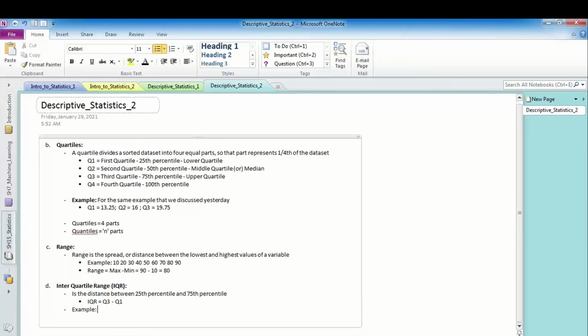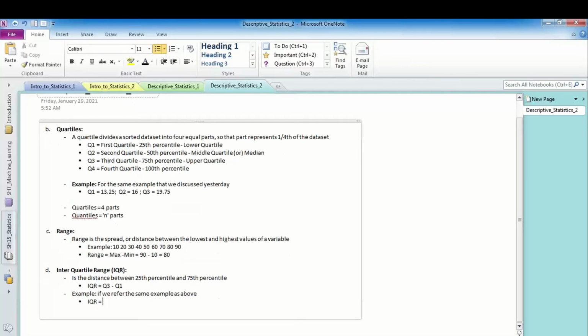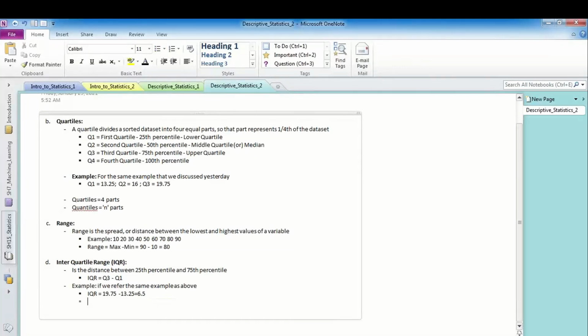Clear. Yes. Now if I have to calculate the values, let me just pick a person. Bindu? Okay, if you have to refer to the same example, since we have the values readily available, what would be the IQR value? 19.75 minus 13.25. Okay, so what would be the value? 6.5. Yes, it would be 6.5.